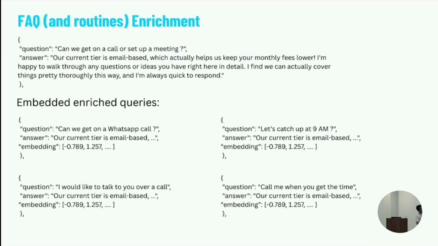Now what you are going to do today is, this is just a slide about how the FAQ enrichment works. So I have a question and answer. As you can see, can we get on a call or set up a meeting? The answer is our current tier is email based, which actually helps keep your monthly fee lower, and so on. And the embedded enriched queries look like this: question, answer, embedding, and this is just a JSON file. You don't need fancy vector databases or anything. Store them in the same folder, and you can retrieve the right FAQ based on the query.